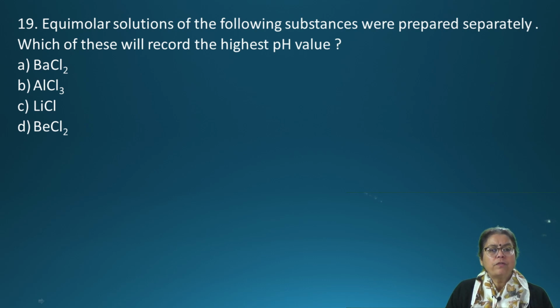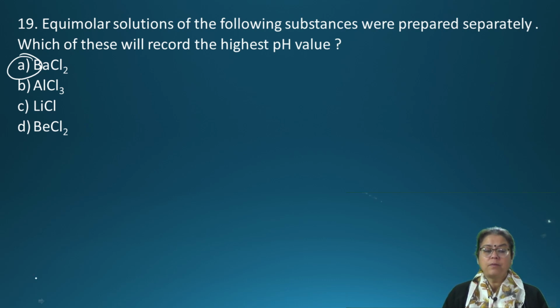Equimolar solutions of the following substances were prepared separately. Which of these will record the highest pH value? So highest pH value का मतलब क्या हुआ? Basic होना चाहिए. ठीक है? अगर आप barium hydroxide लेते हो, it is made up of barium hydroxide and HCl. Okay, so barium hydroxide is the strongest base amongst all of these. तो इसका मतलब इसकी जो pH value है that is going to be highest. Aluminium hydroxide भी weak base है, lithium hydroxide भी weak base है और beryllium भी weak base.